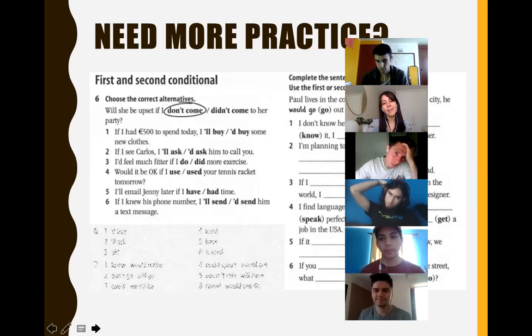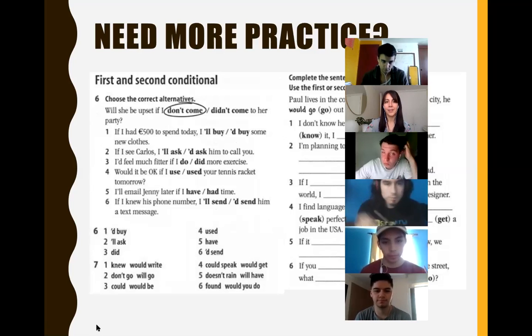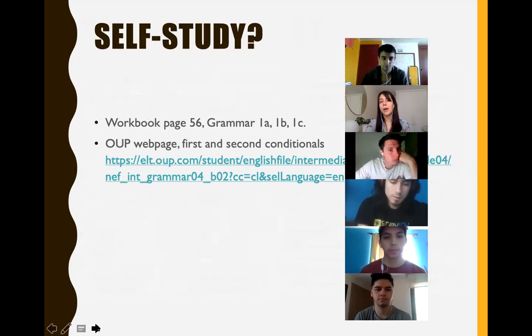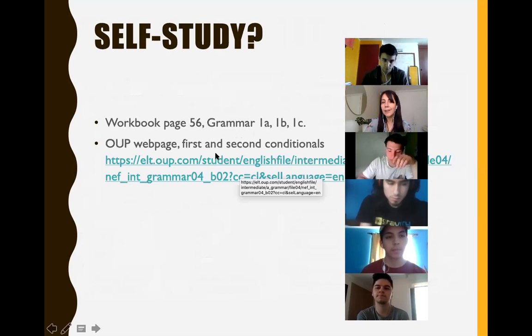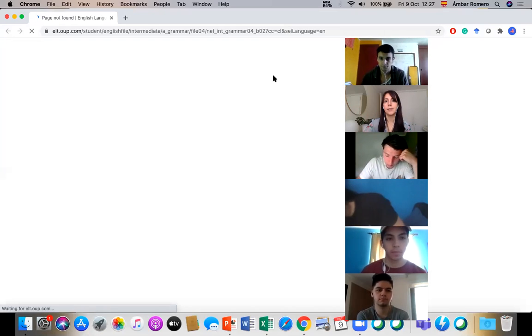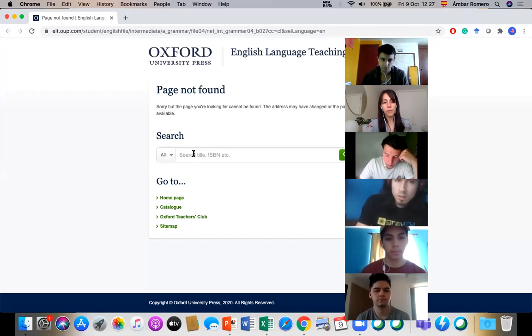Very good, Thomas. And here are the questions, you see? Found, doesn't rain, will have, etc. Excellent. Practice, well, you have the workbook, page 56, grammar 1A, 1B, 1C. And here I pasted the link to the Oxford University Press. Here you can practice. These are very easy exercises. If you don't like working with the workbook, you can find, I don't know, a second conditional.